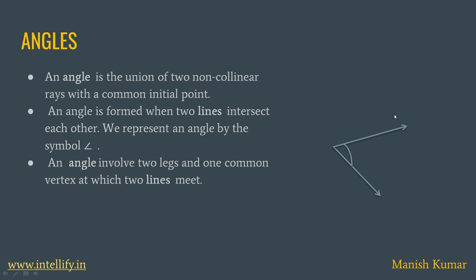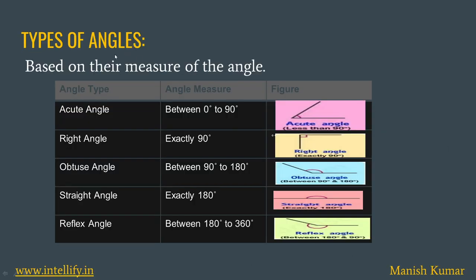Now on the next slide, the types of angle. Based on their measure, there are many types of angle. The first one is the acute angle, whose measure is between 0 and 90 degrees, as we are seeing in this figure. And the next one is a right angle. Its measure is equal to 90 degrees, as in this figure.